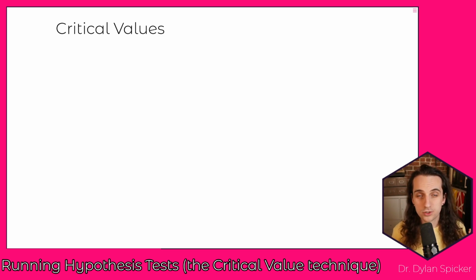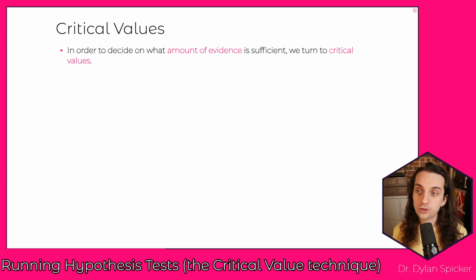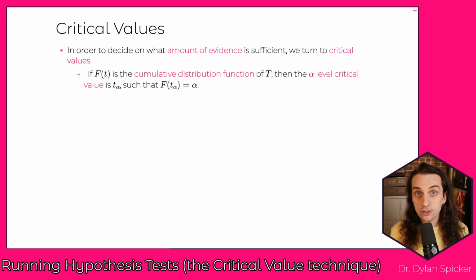So ultimately, when we're trying to come up with how much evidence we need, what we're really circling on here is this idea of critical values. So in order to figure out how much evidence is sufficient, we need to turn to these critical values. The critical values are defined on the basis of the cumulative distribution function of the sampling or the null distribution, right? So we take F_T to be the cumulative distribution function of T. And in particular, we're thinking about T as our test statistic, and so F_T is the cumulative distribution function under the null hypothesis, right?